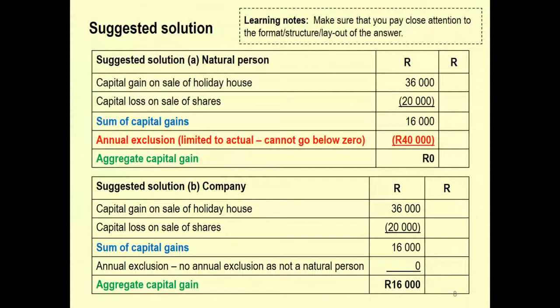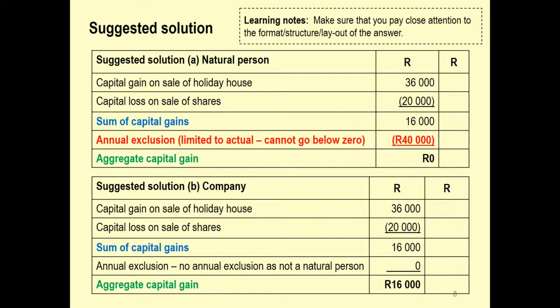Great, thank you. So if we look at B, then if it's a company, the effect on the answer will simply be, the sum of capital gains is going to be exactly the same, and we're going to get to 16,000 Rand. Then, because we're not dealing with a natural person, there's no annual exclusion available. So the aggregate capital gain in the case of a company is then 16,000 Rand.